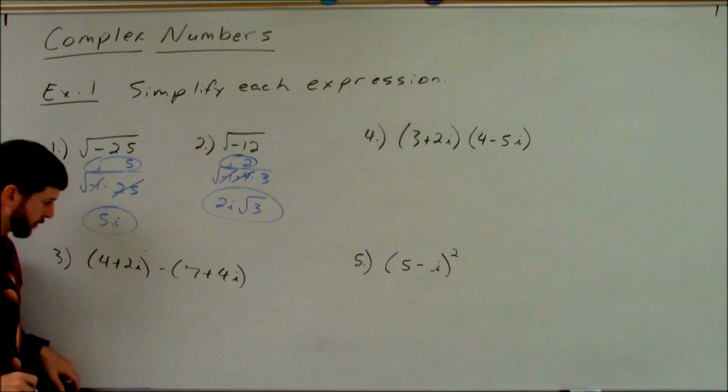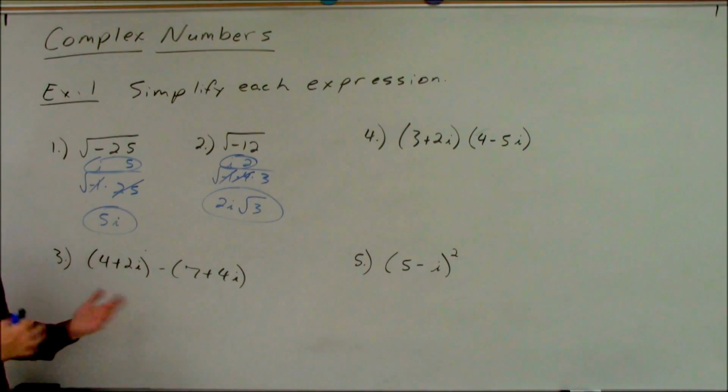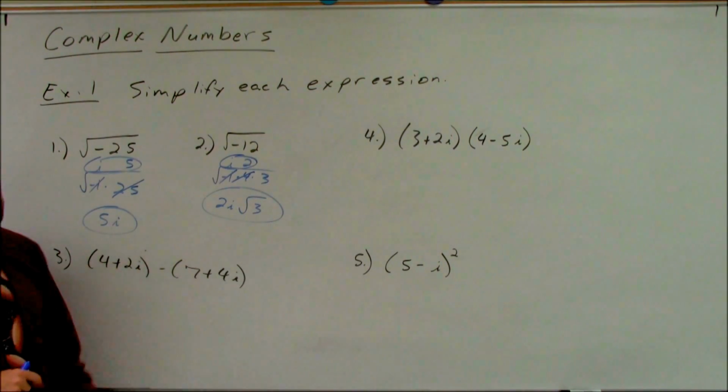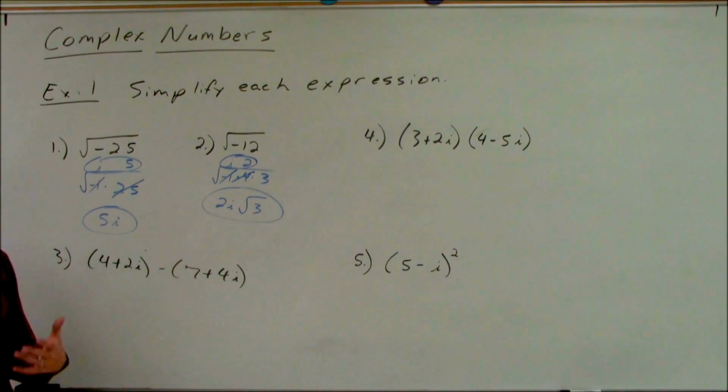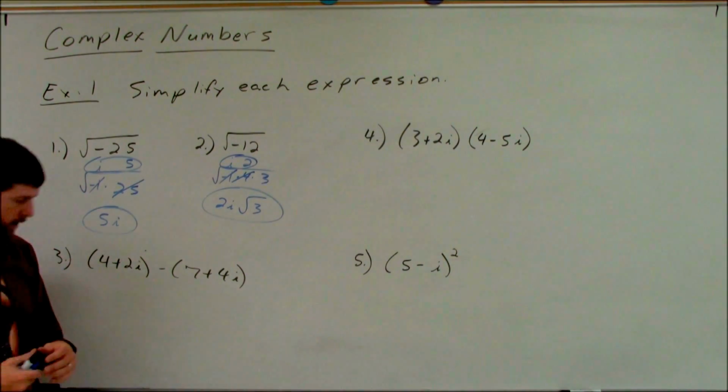Let's say we have something like number 3 here. i just stands for the square root of negative 1. So adding and subtracting i's is just adding and subtracting square roots of negative 1. We're just counting how many we have.